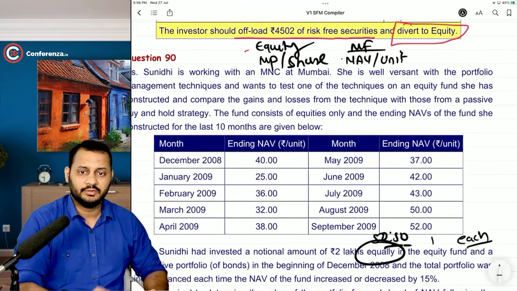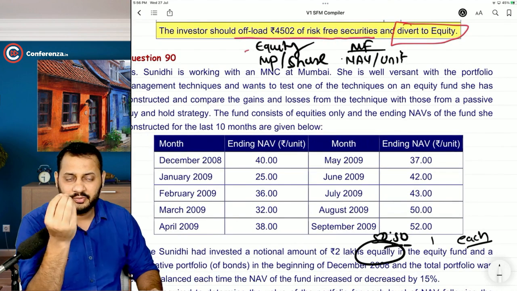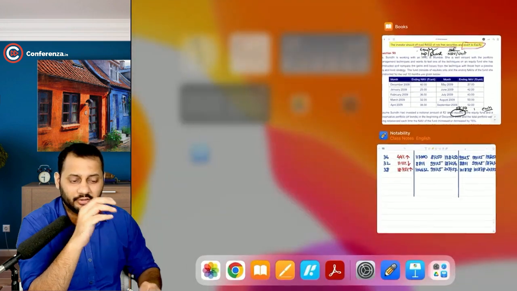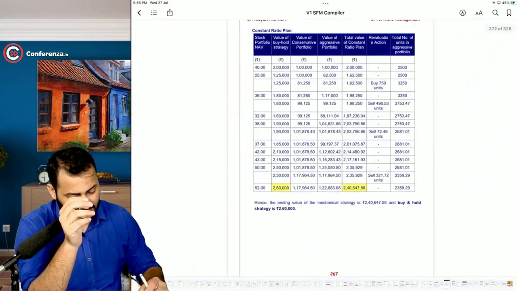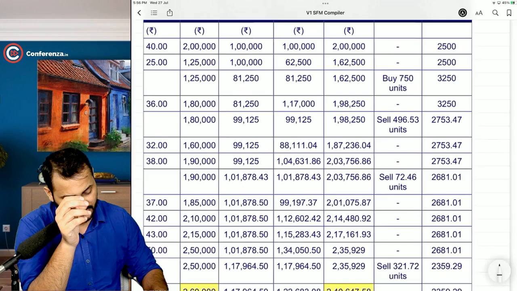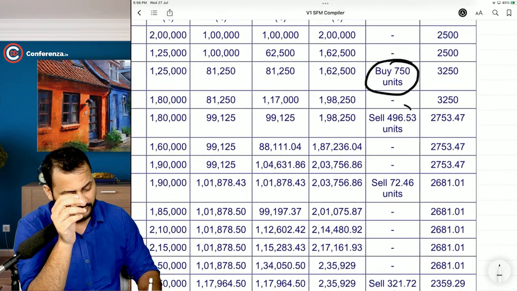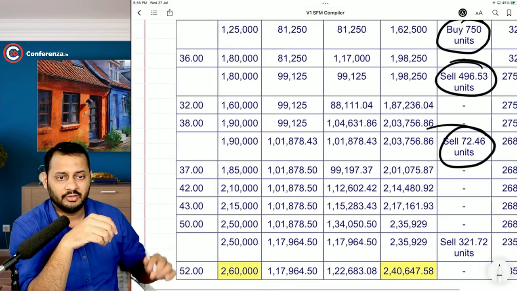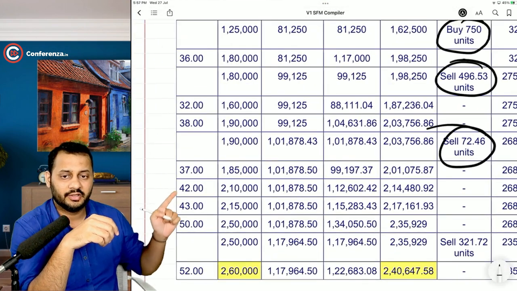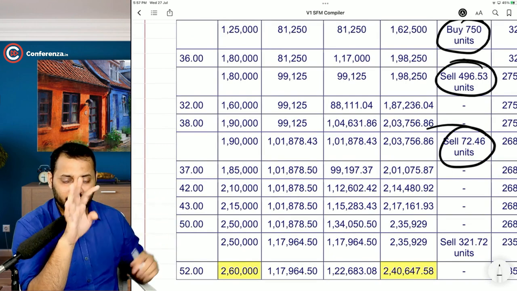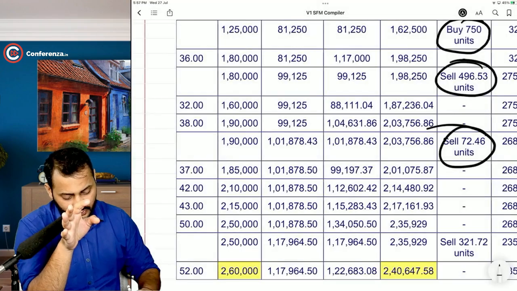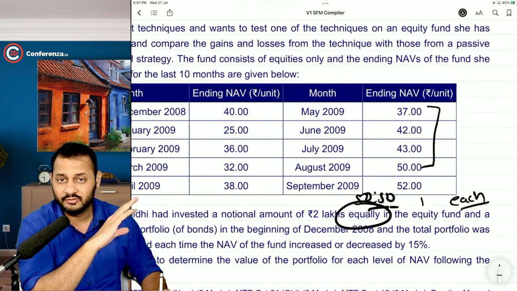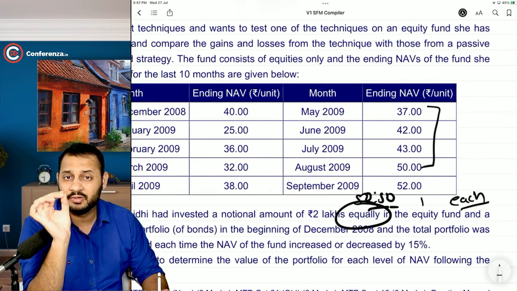That's the completion of the rebalancing activity. Now after 38 we are going to repeat the same process for 37, 42, 43, 50 and 52. Should I do it or should I just take it further? Let's have a look at this place. See, first we bought 750 units, then we sold this much, then we sold this much, and then what will happen? For the continuous 4 NAVs, 37, 42, 43, 50, if we go to the table, for all these NAVs there will be no more than 15% change.